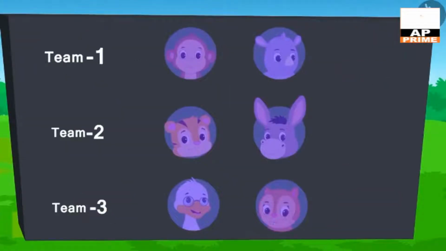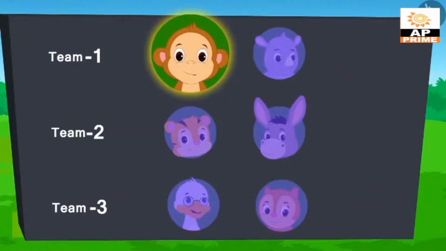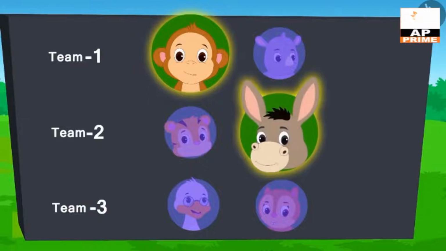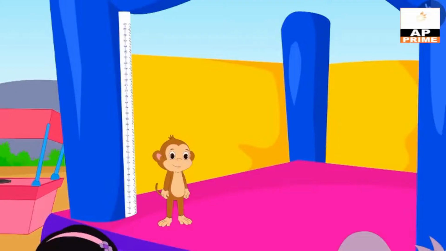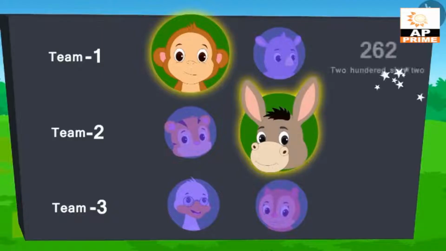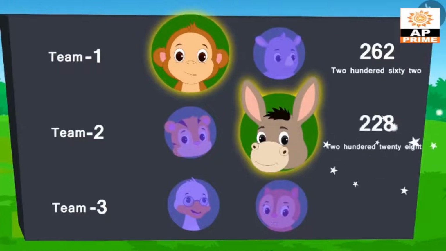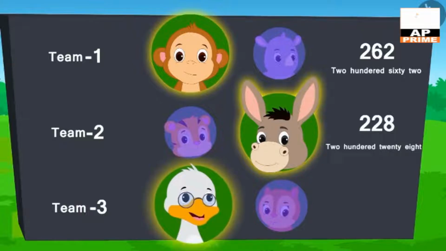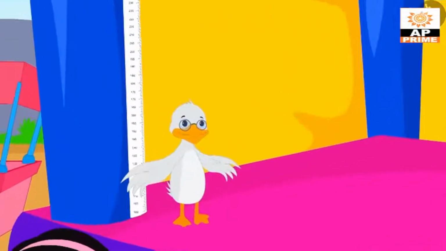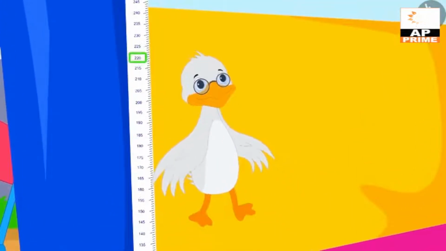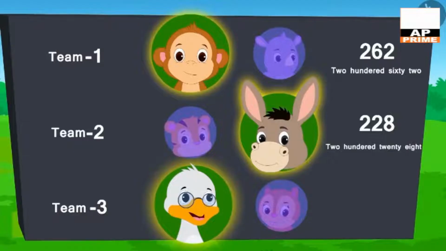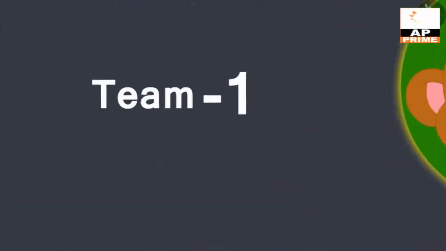So far, Baban from Team 1 and Bhola from Team 2 have jumped. They have reached 262 and 228 till now. Now it's the turn of Badak Uncle from Team 3. Uncle jumped hard but with difficulty. He was able to reach only 220. Let's find out which team won the ticket.